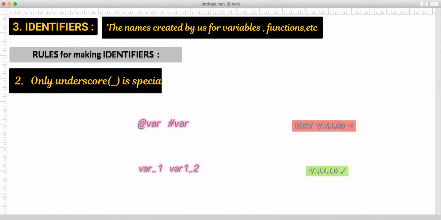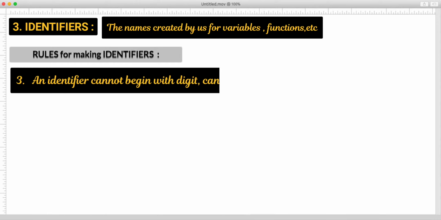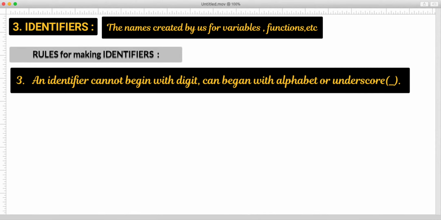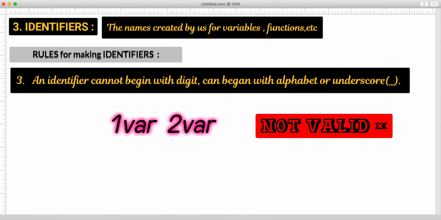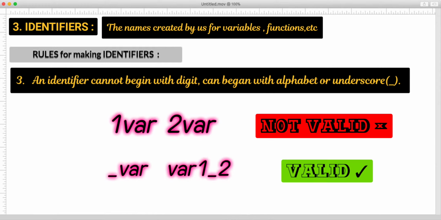Now coming to the third rule, an identifier cannot begin with a digit, but it can begin with an alphabet or underscore. For example, as you can see on the screen, 1var and 2var are not valid identifiers, as they contain numbers at the start, that is 1 and 2. Now let's see some valid examples: _var, _1, _2. These are some of the valid examples. As we have seen, an underscore can be written at the start while creating an identifier.